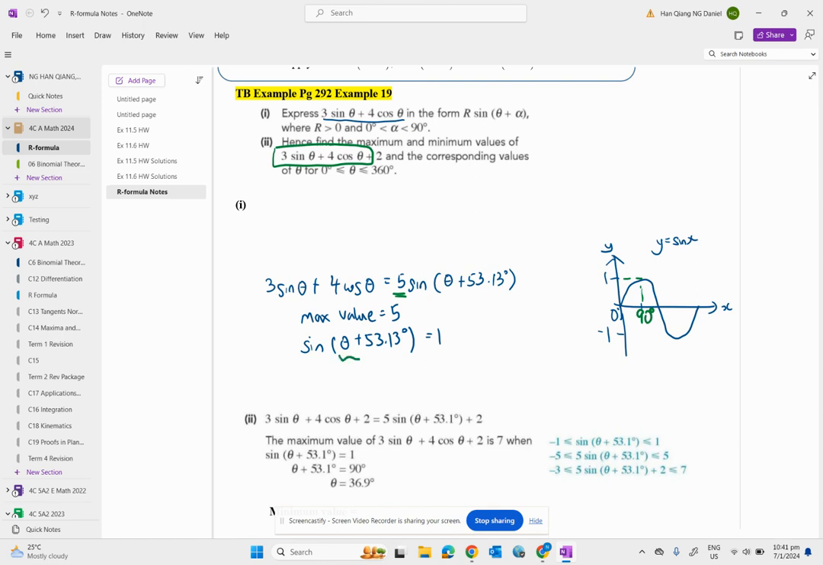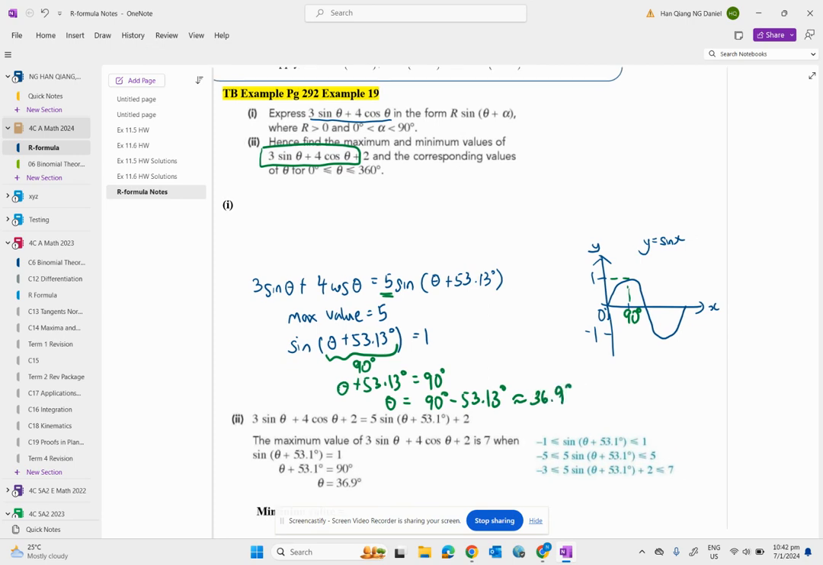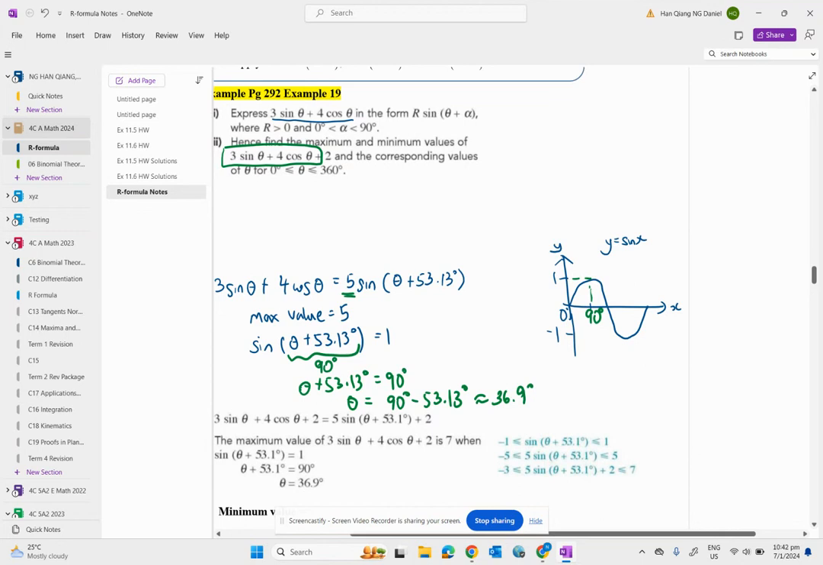So I know that this angle here is equal to 90 degrees. What I can do next is theta plus 53.13 degrees equals 90 degrees. Then we solve it: 90 minus 53.13. Final answer we can round off to 1 decimal place. So this is for the maximum value.